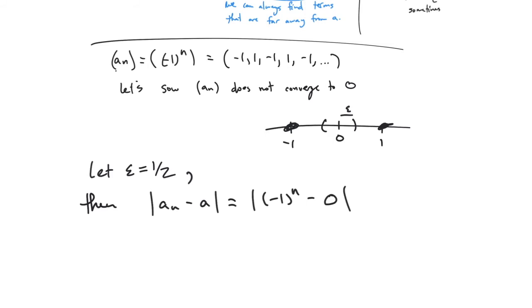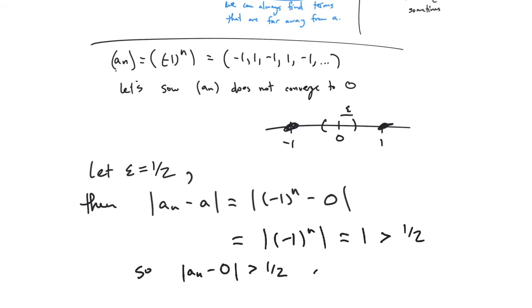Is that greater than or equal to epsilon? What can we do to simplify here? First of all, I don't care about minus 0, right? Yeah, this is just 1. The things inside of the absolute value sign here are either 1 or minus 1, and the absolute value either way is just 1. Is that greater than 1/2? Yes, it is. So actually in this case, a_n minus 0 is always greater than 1/2. So it does not converge to 0.